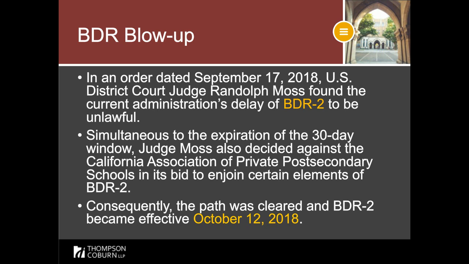Okay, so as a consequence, the path was cleared, and this borrower defense rule that was supposed to become effective July 1st, 2017, and then delayed, was deemed to be effective. Now, I want to be clear, that event occurred on October 12th, 2018. Honestly, the wording here is probably not as good as it could be. But even though the judge said the rule is now effective as of October 12th, 2018, that's the day the judge said it, it was considered to be effective from July 1, 2017 forward, right? So BDR-2 right now is the law of the land. And it is considered to have been the law of the land since July 1st, 2017.